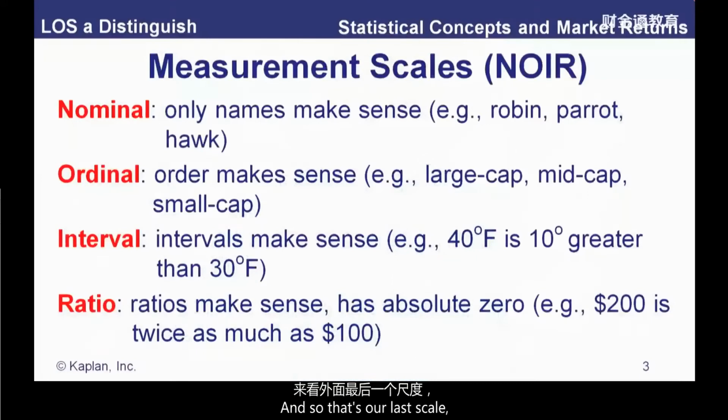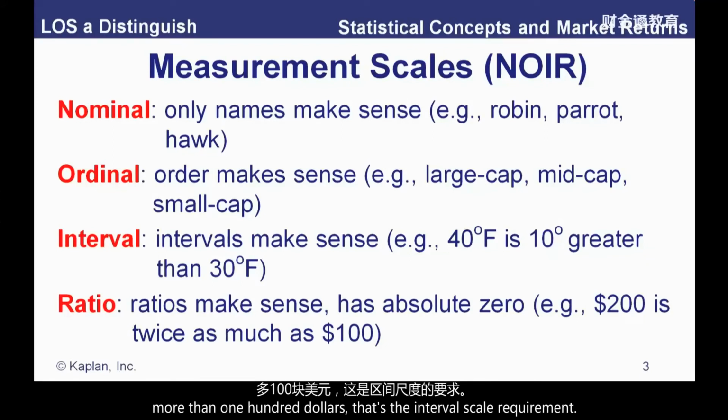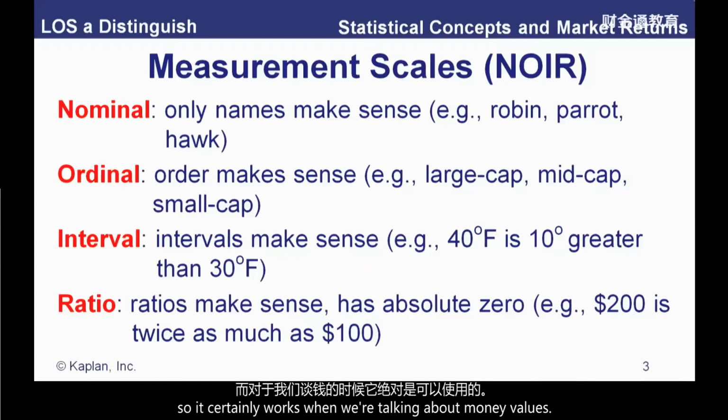And so that's our last scale, the ratio scale, where ratios make sense. And ratios make sense if there's an absolute 0. And absolute 0, well, we have that concept with temperature on the Kelvin scale, but what we have in money is when you've got $0, you've got no money. So that's your absolute 0. So we can say $200 is $100 more than $100. That's the interval scale requirement. But we can also say $200 is twice as much money as $100, and $100 is twice as much as $50. And this works when there's an absolute zero. So it certainly works when we're talking about money values.